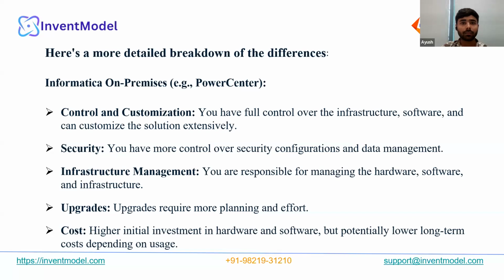Because they have to fix the issue for all their customers. But in on-premises, they provide a separate license for each organization. So here we have more control, and also better security, with more control over security configuration and data management, because everything is in our own organization.